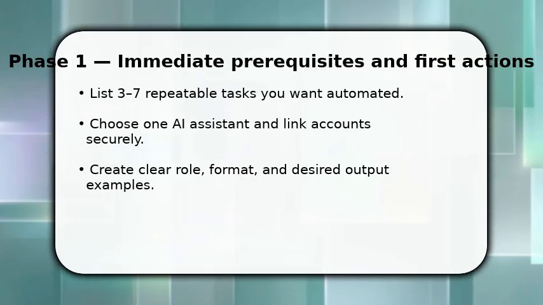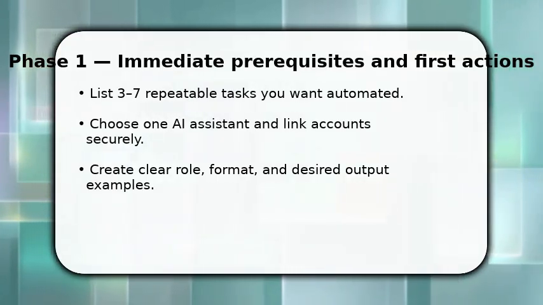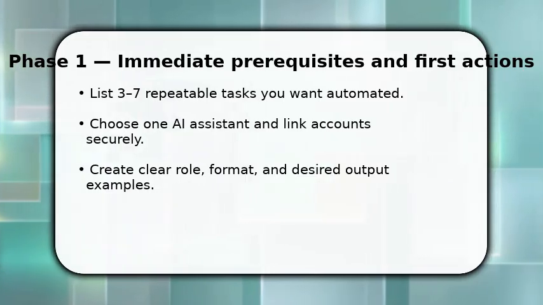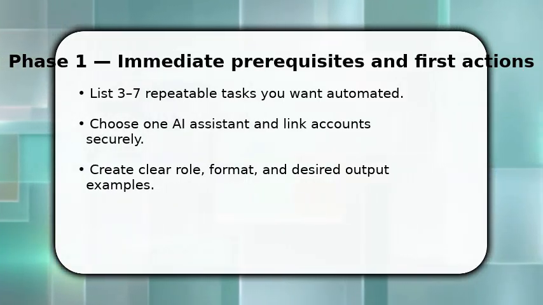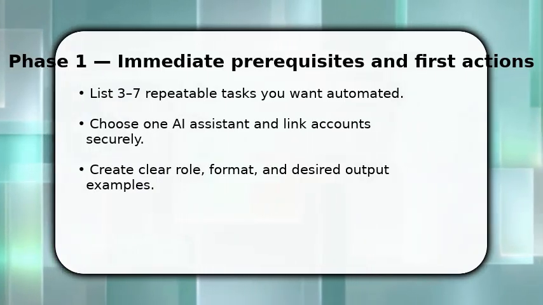You begin by defining concrete tasks. List 3 to 7 repeatable actions so the assistant has focus. Once done, pick a single AI assistant and connect required accounts securely because consistency reduces friction.